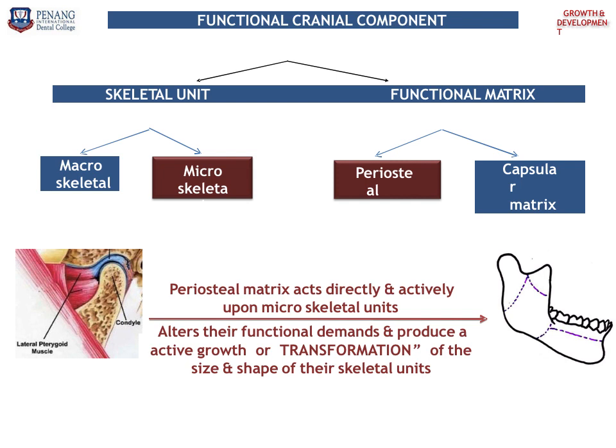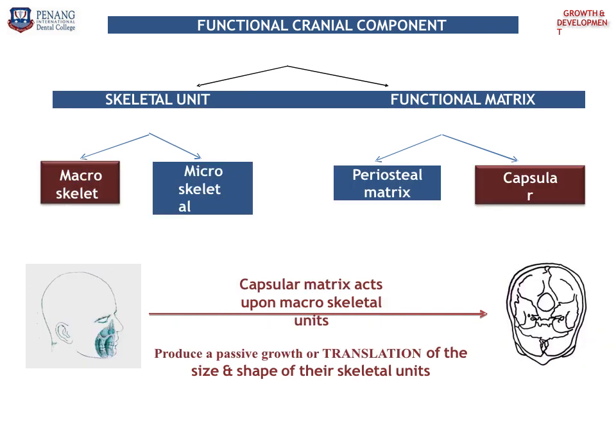In other words, what I'm trying to say is your periosteal matrix will act directly and actively upon the microskeletal units by deposition and resorption, and lead to an active growth and transformation of the size of the skeletal unit. Whereas your capsular matrix is the entire capsule which all together leads to a passive growth or translation of the size and shape of the skeletal units that it is carrying inside it.